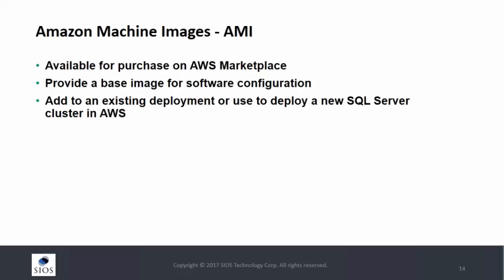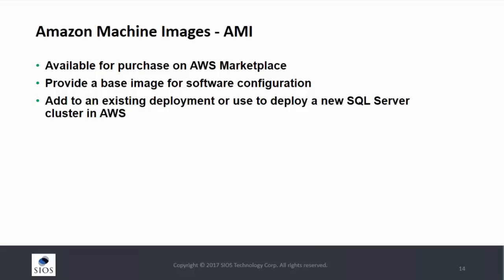And so while we're getting ready to talk about the Quick Start templates, I wanted to take a moment to clarify and make sure that we're using the same terminology and that we're aware that the Quick Starts are different from Amazon's machine instances, or AMIs, depending on who's pronouncing it and where you're at. But the machine instances are available for purchase on the marketplace, and they represent a base image or a gold image for your software configuration. And these can be added to an existing deployment.